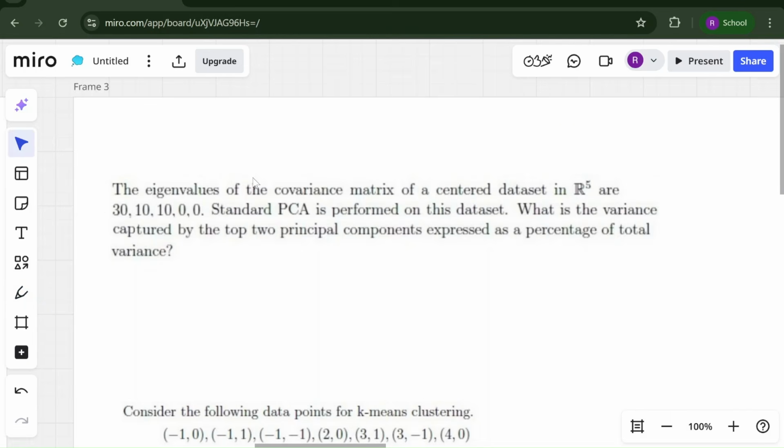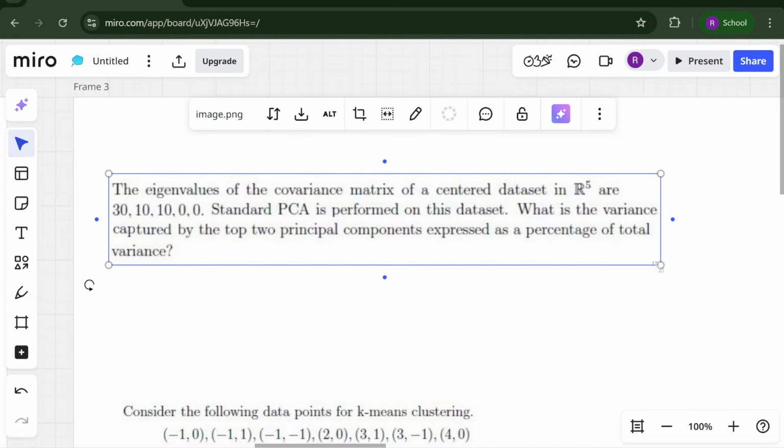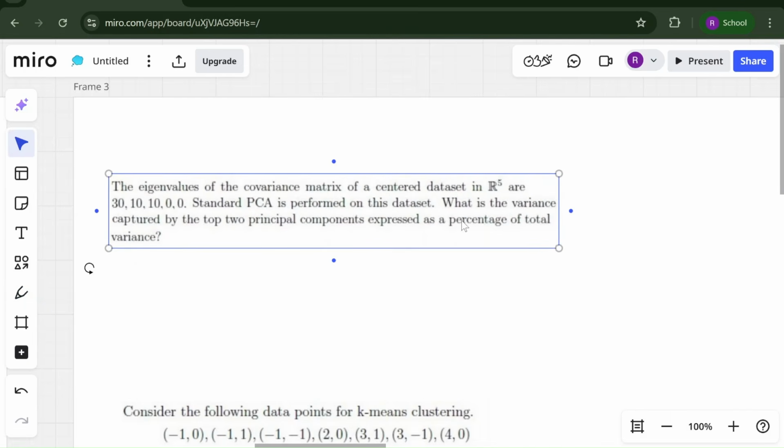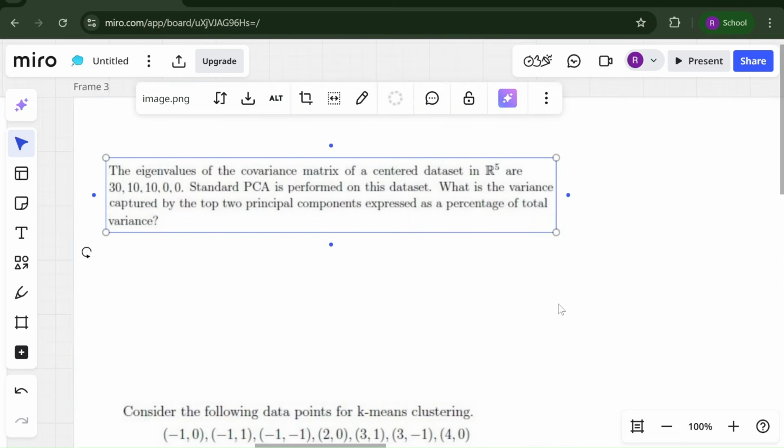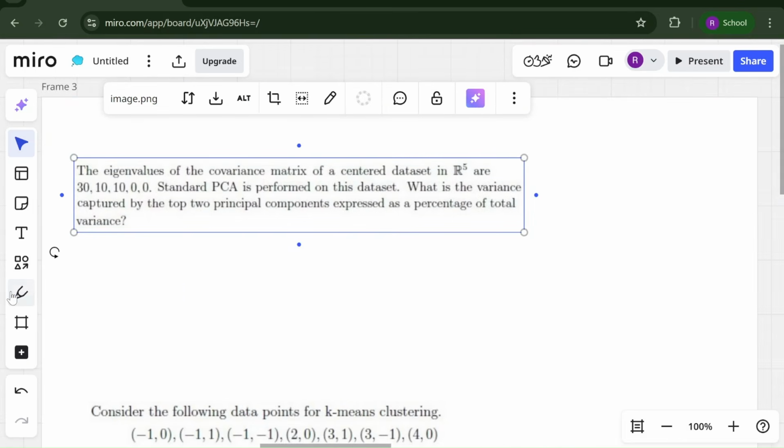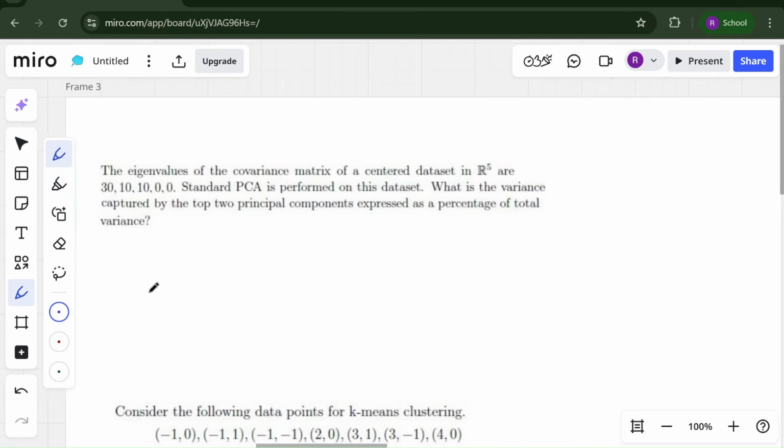Okay, so here we have a question on eigenvalues. So the question says that the eigenvalues of a covariance matrix of a centered data set in R5 are 3, 10, 10, 0, 0, right? Standard PCA is performed. What is the variance captured by the top two principal components expressed as a percentage of the total variance, right?